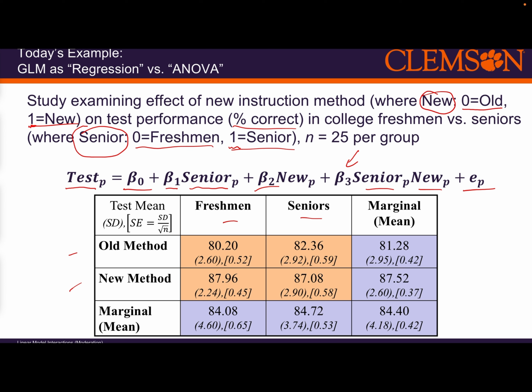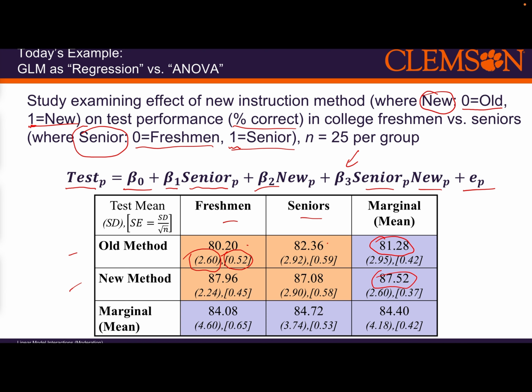Now you'll note the numbers beneath the means happen to be the standard deviation of all the people who are in that cell, and then the numbers in the brackets represent the standard error of the mean, which is the standard deviation divided by the square root of sample size. In the margins of the table, you will see the marginal means. So this is the mean of each variable without the influence of the other variable. So the mean of all the students, both freshman and senior, in the old method was 81.28%. And the mean of all the students in the new method was 87.52.